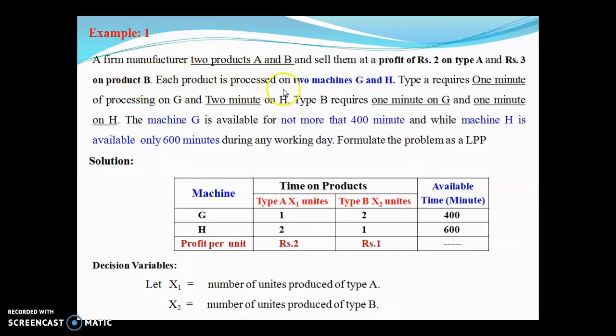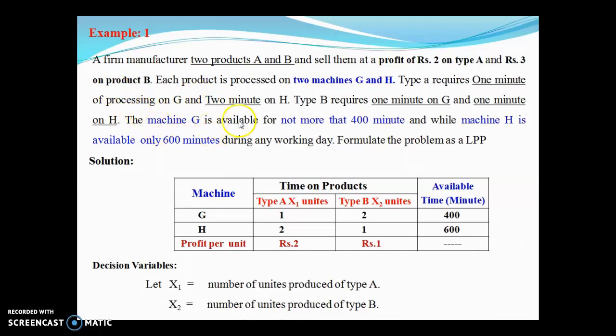Each product is processed on two machines. Let's assume G and H. These two products are processed on two machines G and H. Type A requires 1 minute of processing time on G machine and 2 minutes on H machine. The type B requires 2 minutes on machine G and 1 minute on H. This is the processing time of machine G and H.